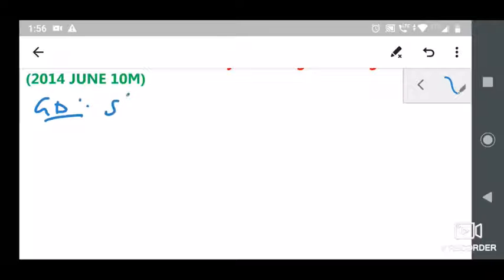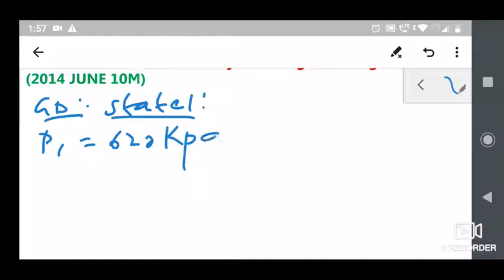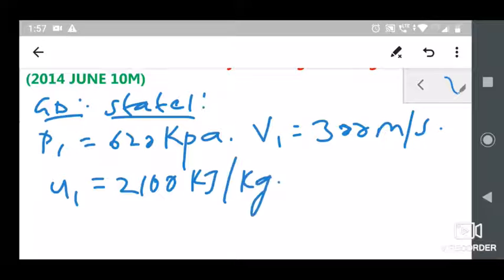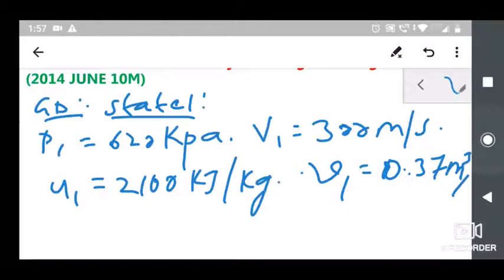Given data at state 1: P1 is equal to 620 kPa, V1 is equal to 300 meters per second, and U1, the internal energy, is 2100 kilojoules per kg, and the specific volume v1 is 0.37 meter cube per kg.